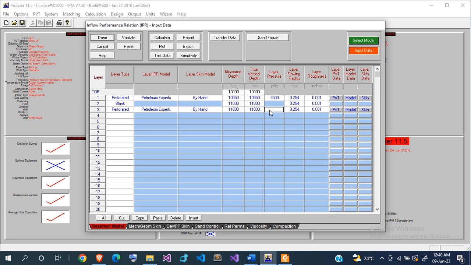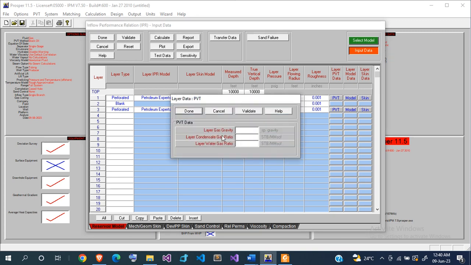0.254, 0.001, now 0.254, and then the pressure here is at 3,600. Okay, so let's input the PVT parameters. So the layer gas gravity, now this is where you enter the gravities for the different layers. For the first layer, we had 0.6 condensate gravity. Condensate ratio was at 3, and then water ratio was at 5 for the first layer.